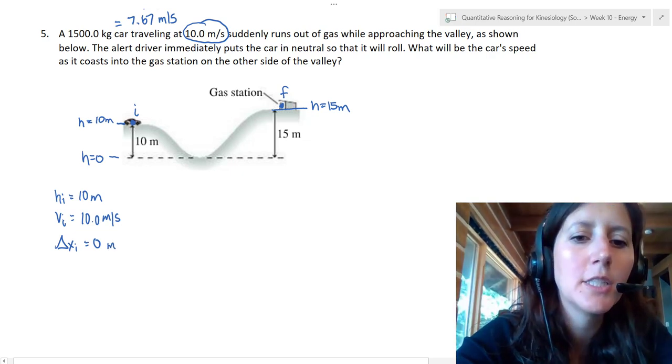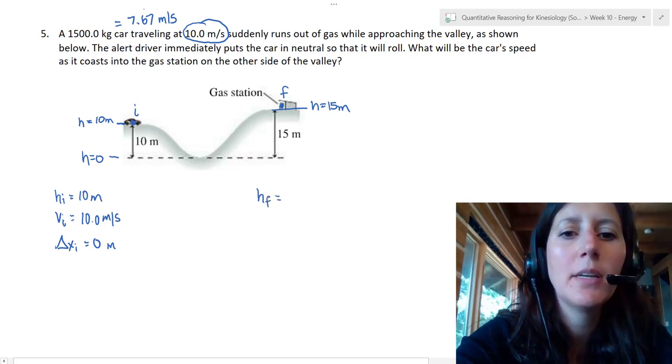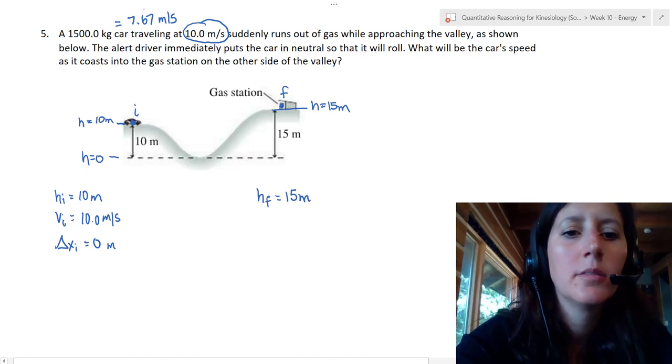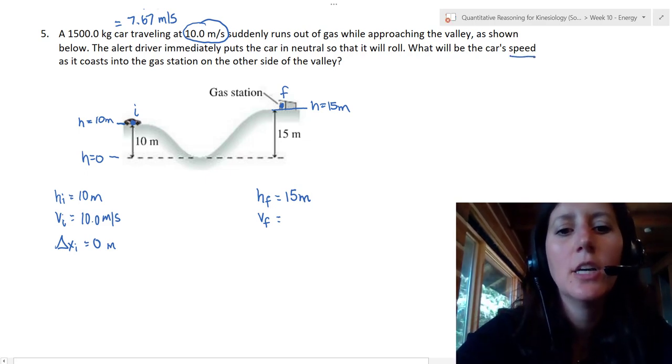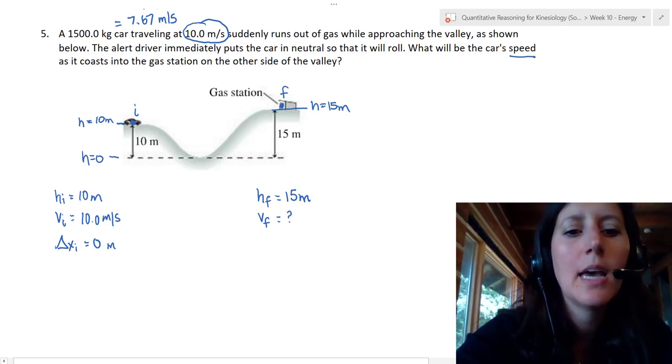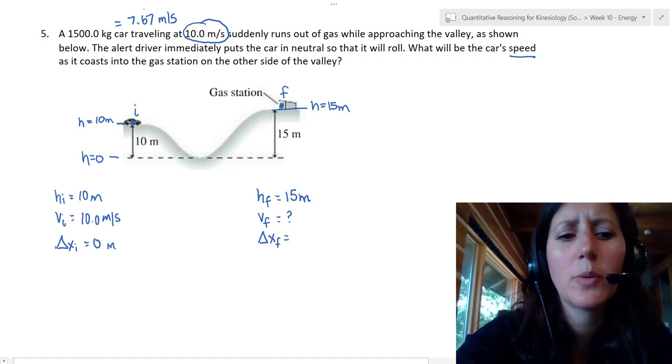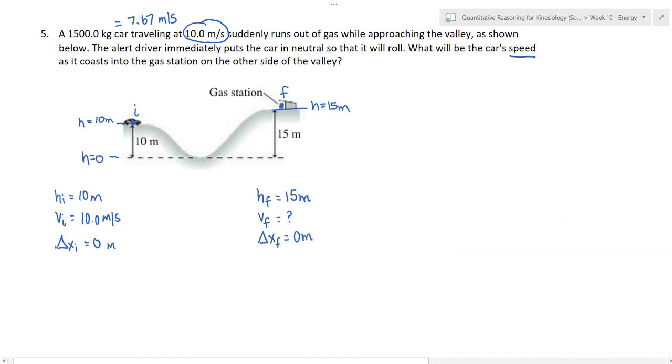Okay, let's move on to the final position. Our final height is up here at 15 meters. Our final velocity is what the question is looking for. What will be the car's speed as it coasts into the gas station? So we're looking for that value there. And the delta x final, again, there's no spring in the question, so it's still 0. Okay? So when we do E total initial equals E total final, we can enter all the different types of energy that we've discussed in this course. I'll put them in the correct order, though it doesn't matter.